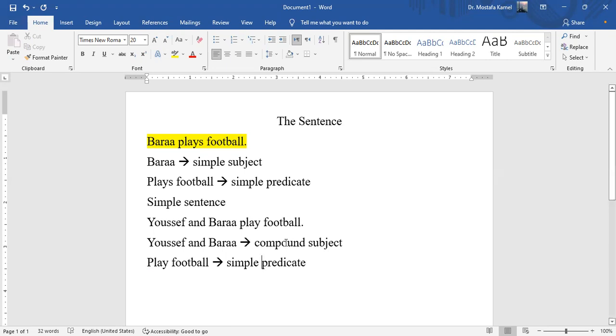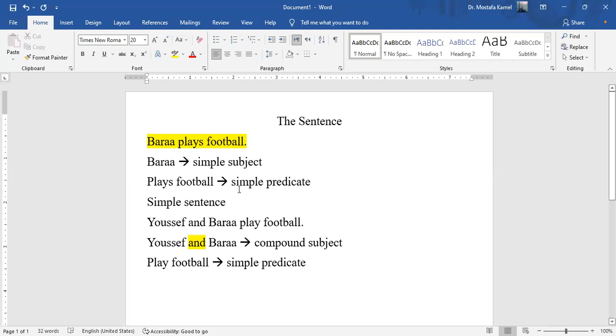So here, Yusuf, I have a question for you. How did we know it's a compound subject here? Compound because we have two subjects. Very good. Those two subjects are joined by what word? And. Very good. So we will highlight this because we will need it later. So here, in this sentence, we have a compound subject and a simple predicate.